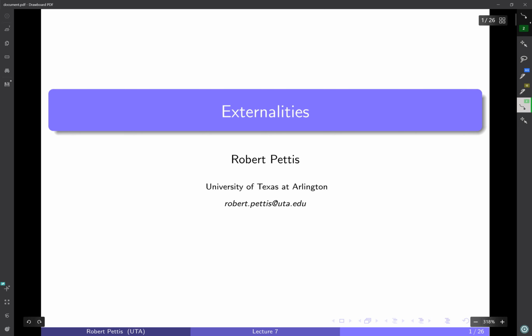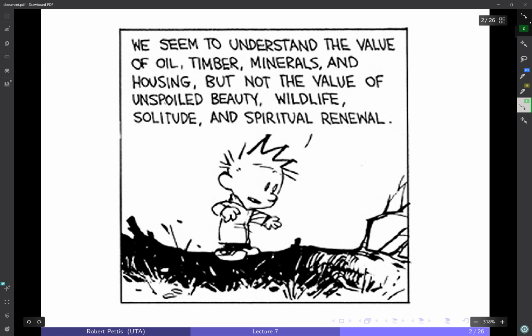All right, so our next topic is externalities. And I thought I'd introduce this topic with this Calvin and Hobbes comic. He says, "We seem to understand the value of oil, timber, minerals, and housing, but not the value of unspoiled beauty, wildlife, solitude, and spiritual renewal." So I think that's a great way to introduce this topic.